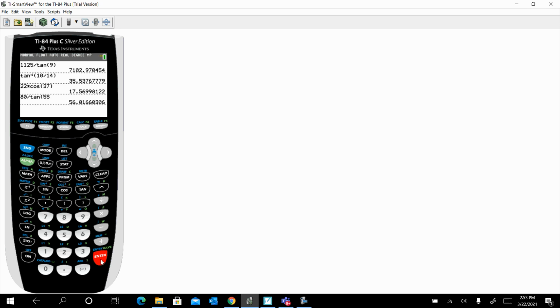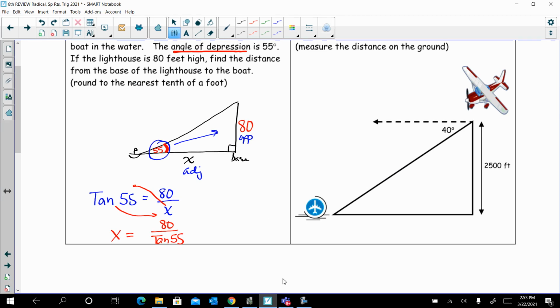And hit enter. And we get 50.016. They want us to the nearest tenth of a foot, which is this 0 right here. Next to that is a 1, so I'm not going to round that up. So my final answer here, my x is 50.0 feet.